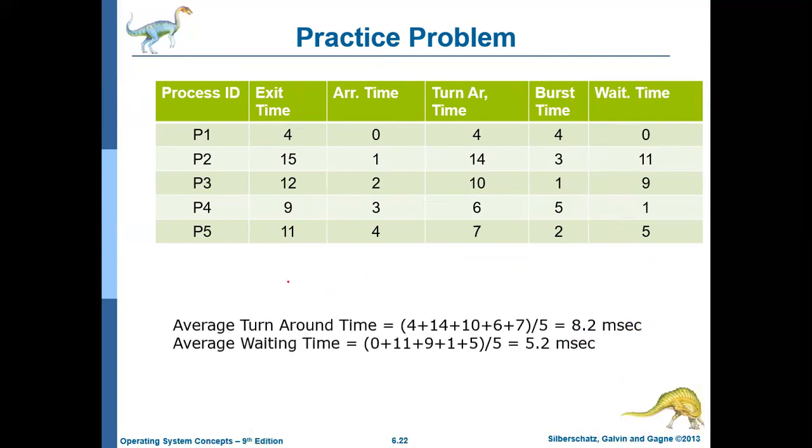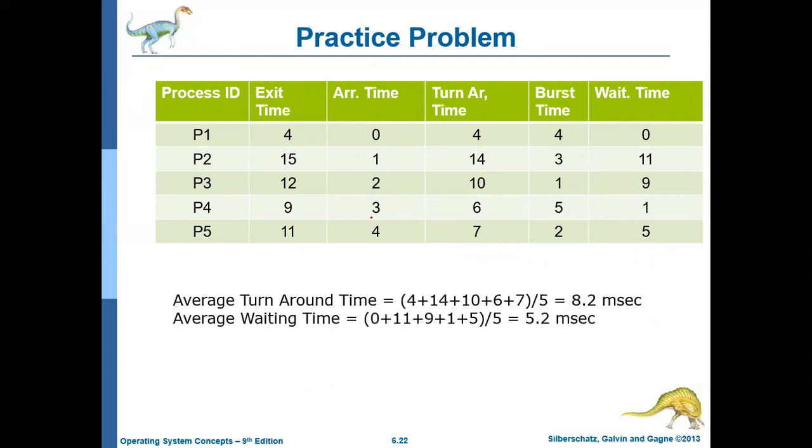Now from this table you can calculate the average turnaround time and the average waiting time by adding all these values and dividing by 5, which gives an average turnaround time of 8.2 milliseconds and an average waiting time of 5.2 milliseconds. Okay, so this is about this particular problem.